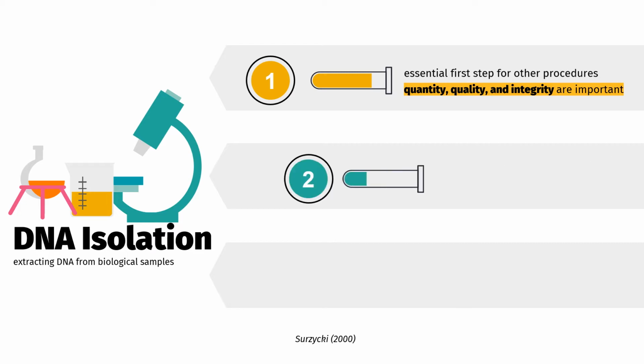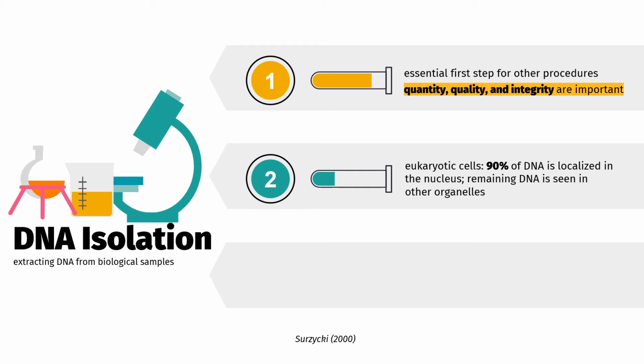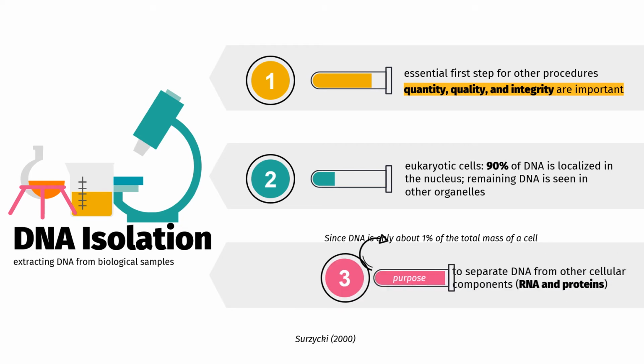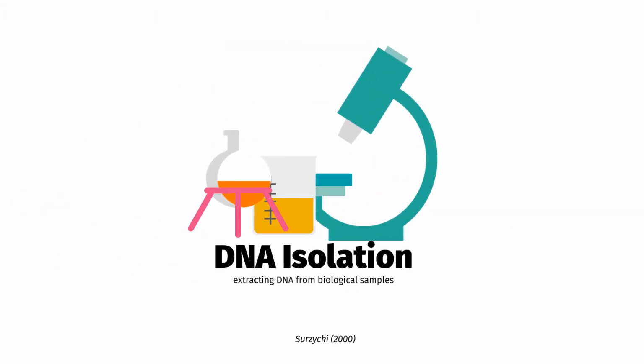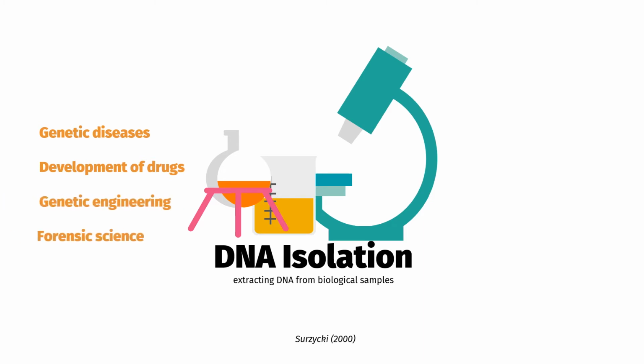In eukaryotic cells, 90% of DNA is localized in the nucleus, while the remaining DNA is seen in other organelles like the mitochondria. Since DNA is only about 1% of the total mass of a cell, the purpose of DNA isolation is to separate DNA from other cellular components, most notably RNA and proteins. DNA isolation is of primary importance in the study of genetic causes of diseases, development of drugs in medicine, genetic engineering, and forensic science.